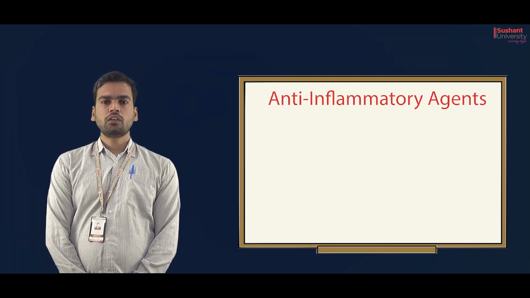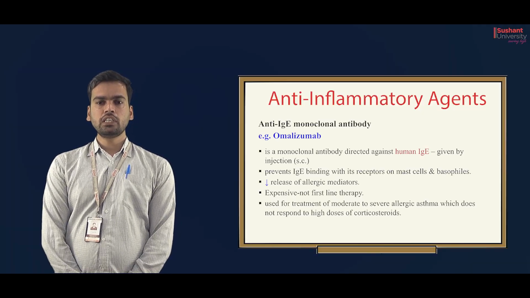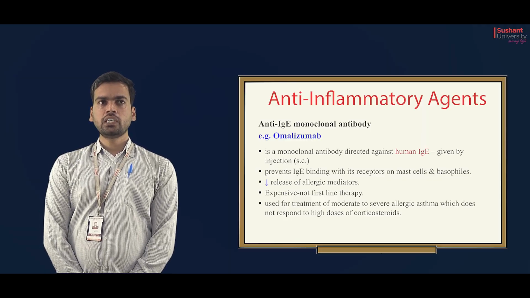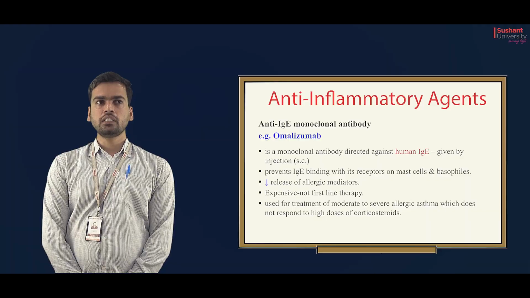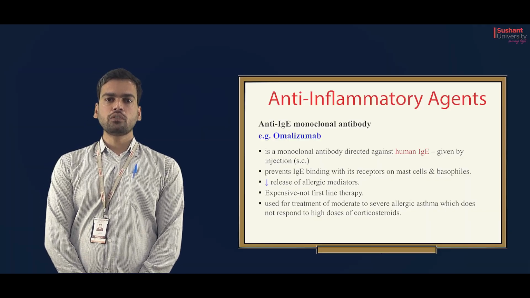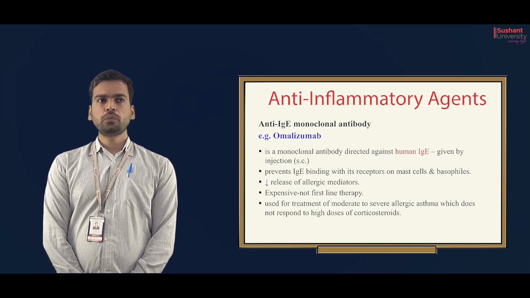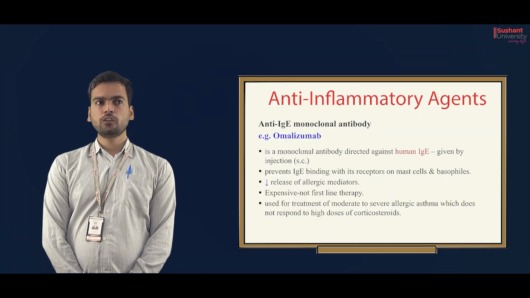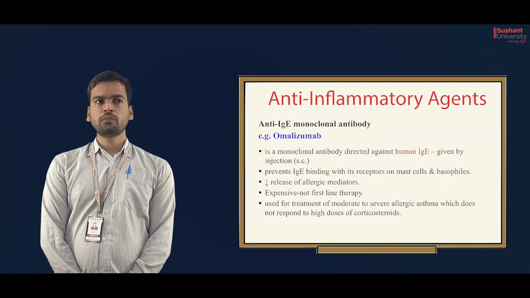Next, the last one, the anti-IgE monoclonal antibody, which is omalizumab. This is a monoclonal antibody directed against human IgE, and it is given by injection, the subcutaneous route. So it goes directly into the systemic circulation and produces its effects in our body. It prevents IgE binding with its receptor on mast cells and basophils, and decreases the release of different allergic mediators.